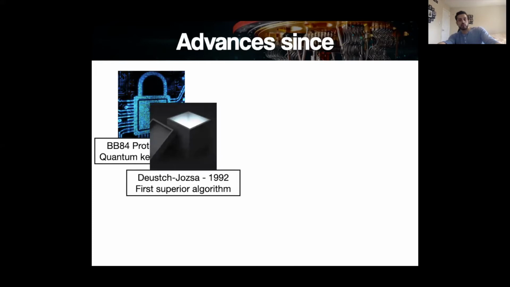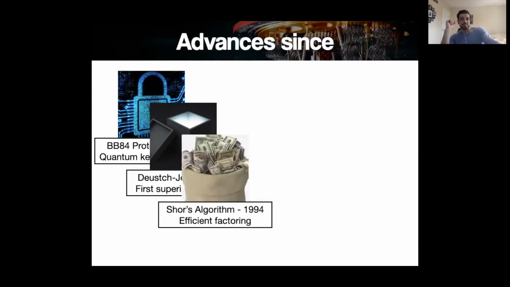David Deutsch, with Jozsa, comes up with the first sort of superior algorithm. So the first algorithm that a quantum computer can do efficiently that a classical computer can't. It was just sort of a toy black box problem, but it showed that, hey, this class of problems does exist. What some people then think of as the big bang of quantum computing was Shor's algorithm, and it came out in 1994. And the money bags there are, grossly under-exaggerating how much money this brought into quantum computing.